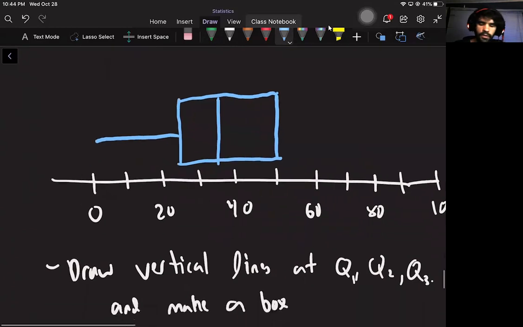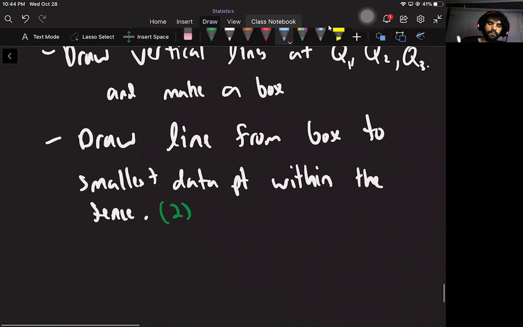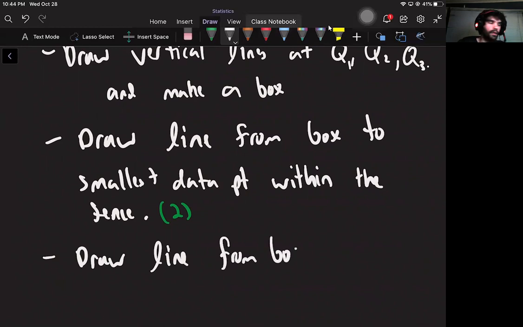Okay, and now we're going to draw another line going the other way. So draw a line from the box to the biggest data point.